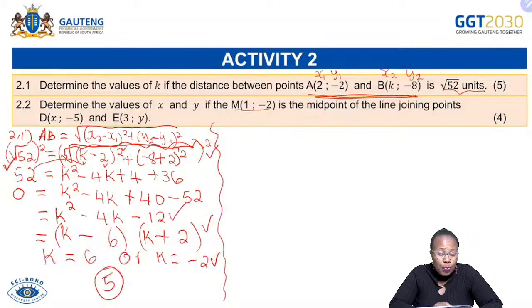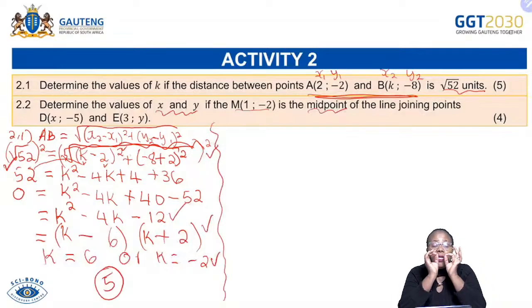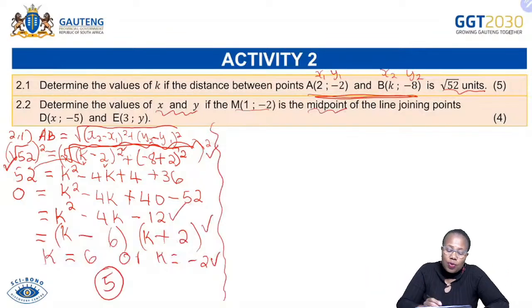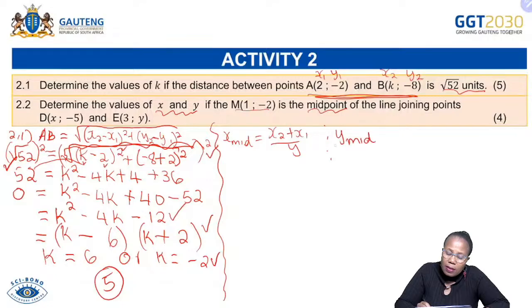And then with the 2.2 then, you are determining the value of x and y. Remember, if you are doing that, looking for that, and you are given a midpoint, the tip that I've given you is that, grade 12, separate them into x mid is equal to x2 plus x1 over 2, and the y mid equal to y2 plus y1 over 2.